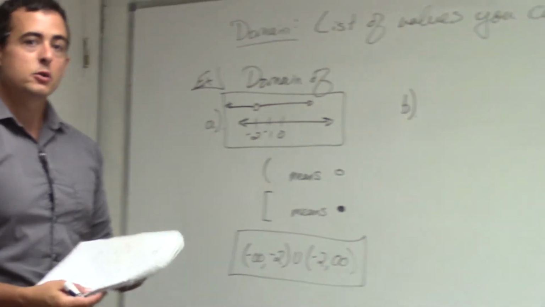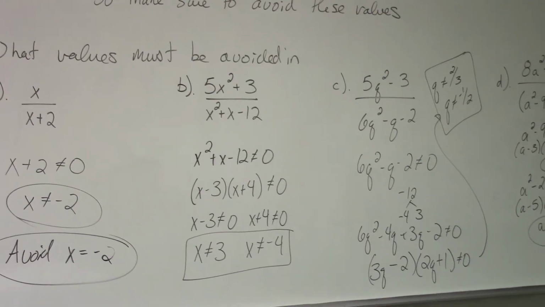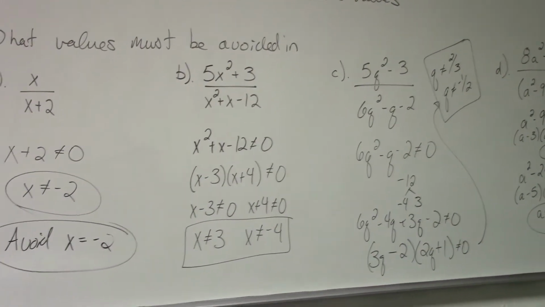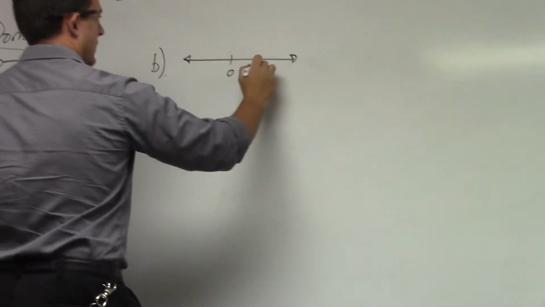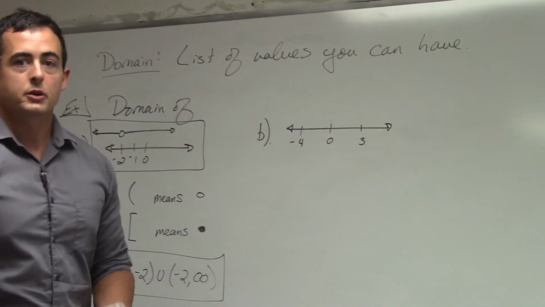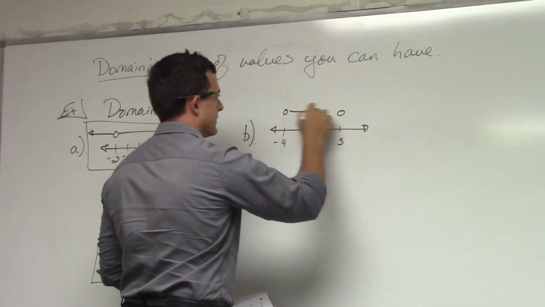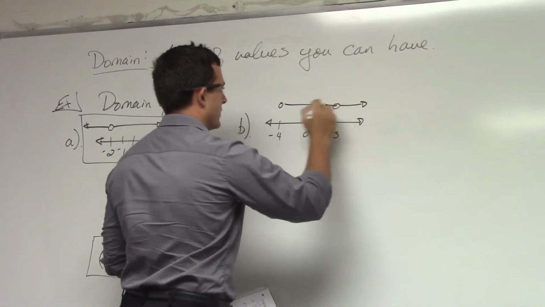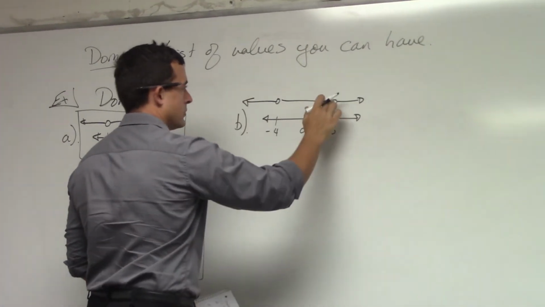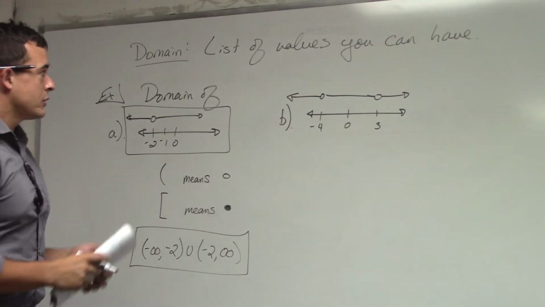So from over there, you remember part B said you could not have 3 or -4, but you could have all the values in between. That means you need open circles here and marking all the values in between them, like so. So that would be the domain.